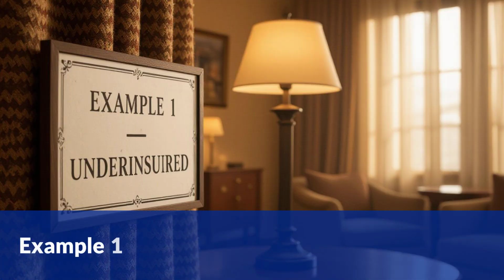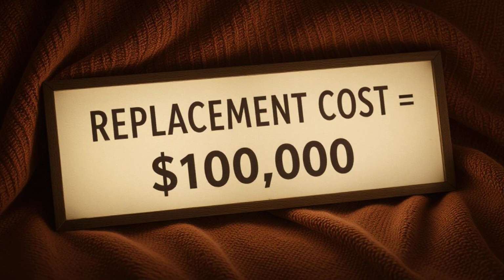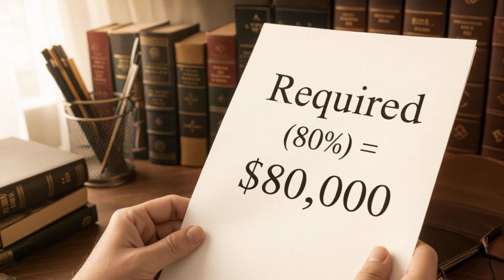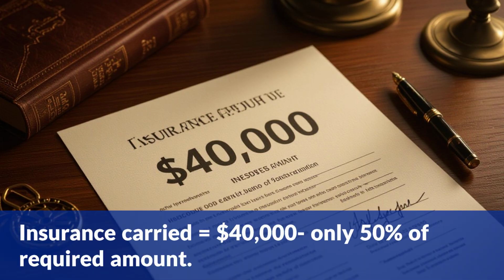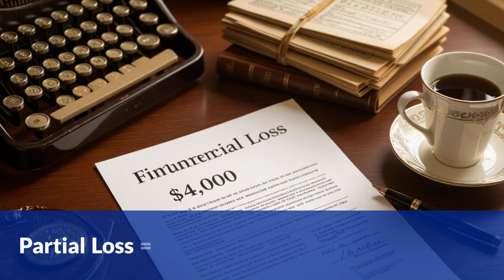Example 1, underinsured. Replacement cost equals $100,000. Required 80% equals $80,000. Insurance carried equals $40,000, which is 50%, not 80%. Since it's not a total loss, we will need to use the formula. Before we can start the equation, we need to know the last factor, the partial loss amount, or how much the claimant needs for repairs. In this case, it's $4,000.